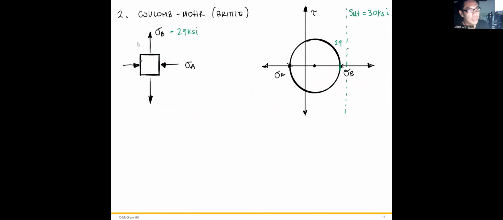Okay, so the second failure criteria for brittle is called the Coulomb-Mohr. Let's look into the infinitesimal element with sigma A and sigma B, which are the principal stresses. Therefore, we can draw the Mohr circle, sigma A and sigma B. Suppose we already know the value of sigma B equals 29 ksi, and for this material the ultimate tensile stress is 30 ksi.